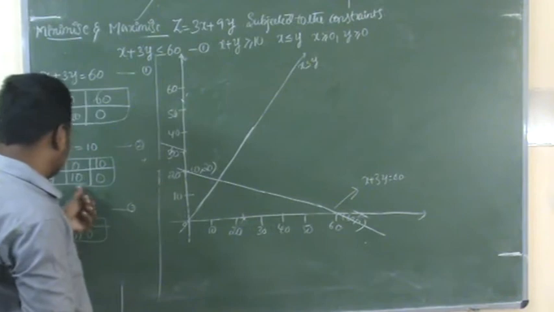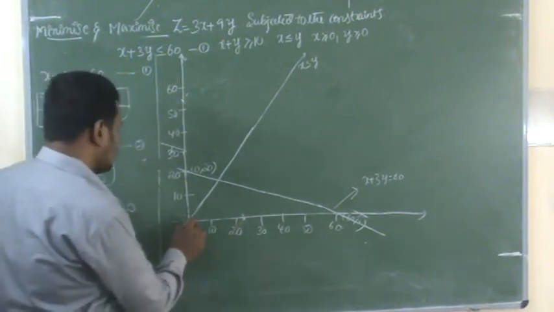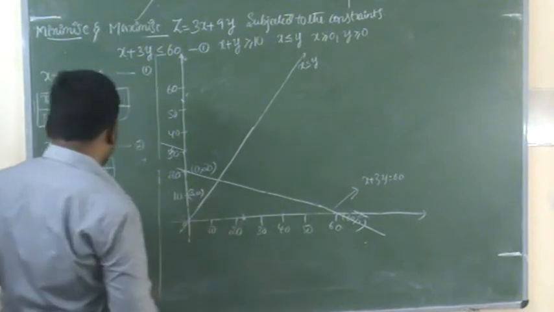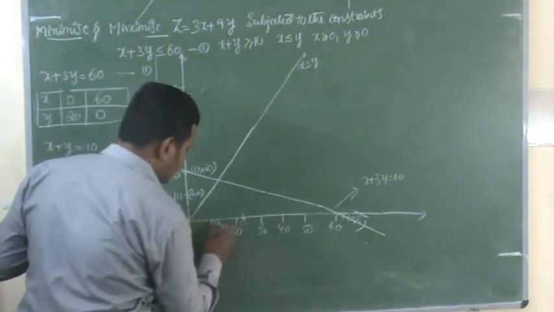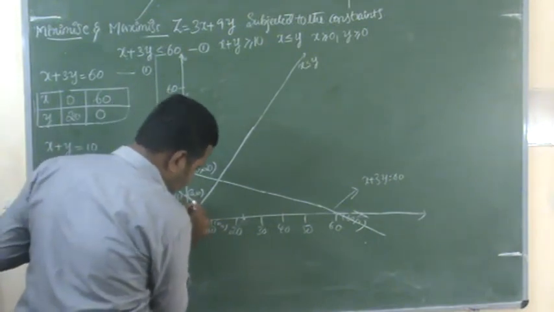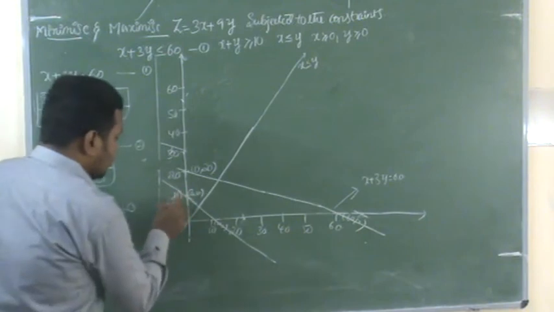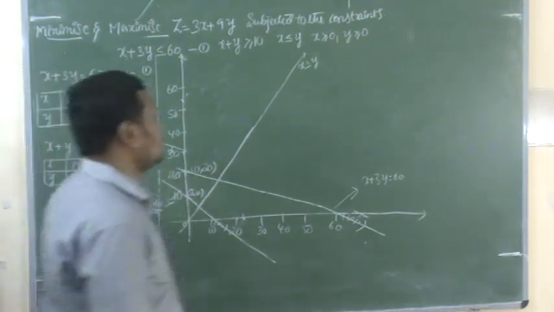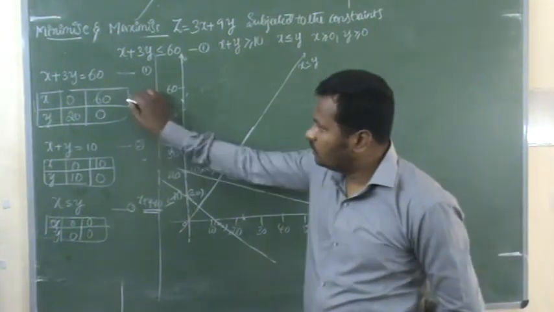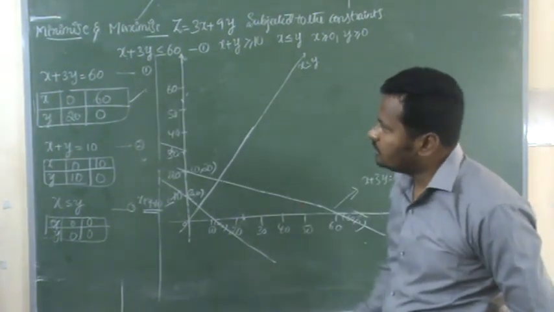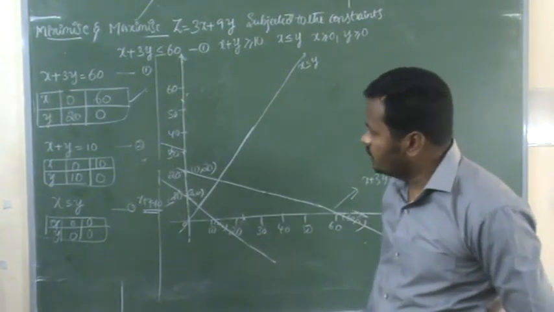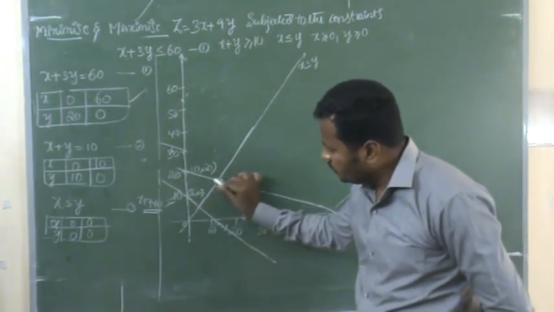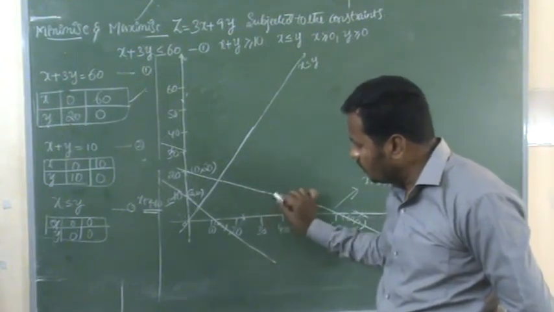And the second line: x is equal to 0 and y is equal to 10. This is the line, that is 0 comma 10 and this is 10 comma 0. This is the equation of a line x plus y is equal to 10. Now for equation 1, the shaded region is true. The shaded region comes towards the origin side.